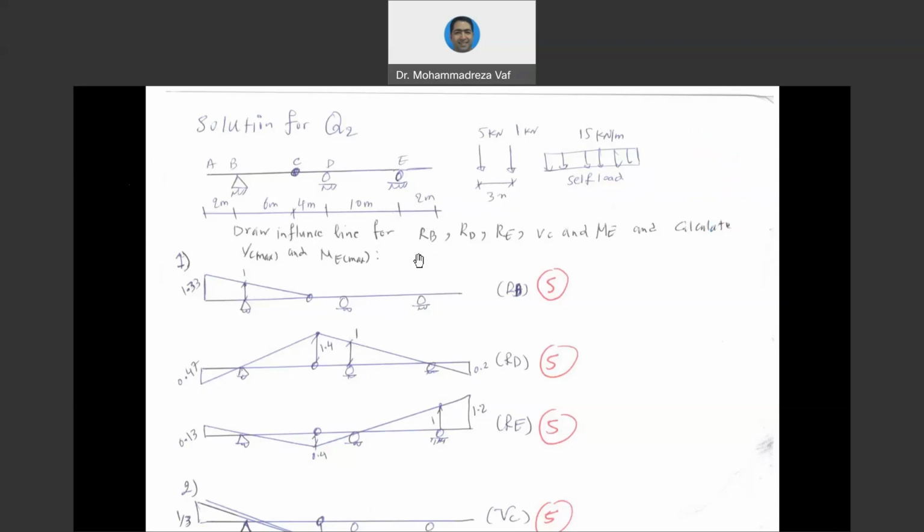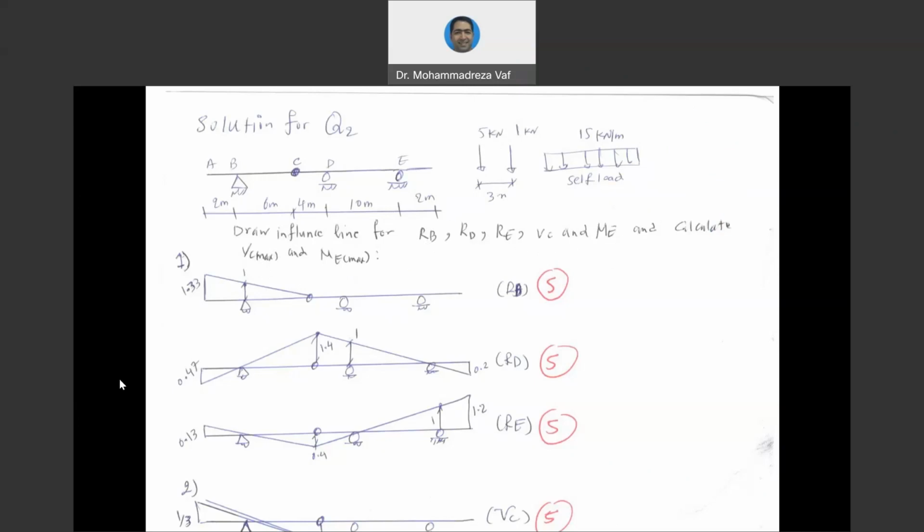In this example, we need to draw the influence line for RB, RD, and RE. And then the question is asking for the maximum. Also, we need to draw the influence line for VC and ME. And we need to calculate maximum VC and maximum ME. So first, let's draw the influence lines for support reaction.